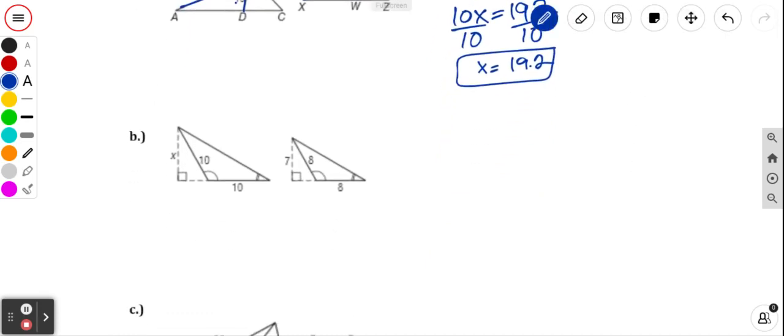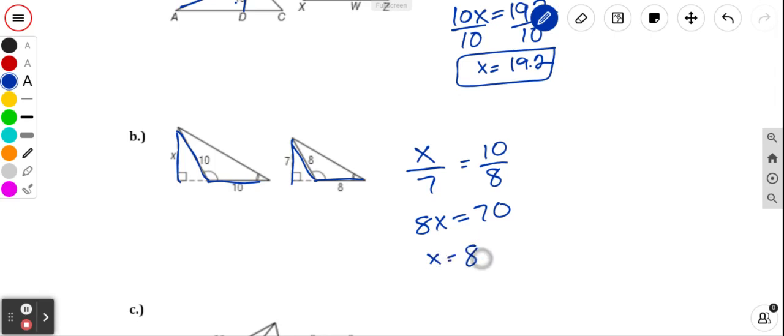Next, this is an altitude. Even though it's on the outside of the triangle, it's still considered to be an altitude. And that's an altitude. And then you have side, side, or you could use this side too. It doesn't matter. So you could do x to 7 equals 10 to 8 and cross multiply. So 8x equals 70. And then 70 divided by 8 is going to be 8.75.